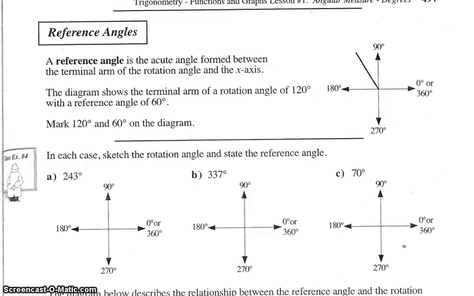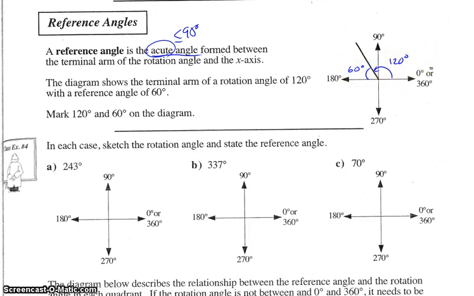Okay, reference angles are basically acute angles formed between the terminal arm and the rotation angle and the x-axis. So if you see this terminal arm drawn here of an angle in standard position, the reference angle would be this angle here, the angle between that terminal arm and the x-axis, and it has to be acute, meaning less than 90 degrees or equal to. Okay, so if this diagram shows a rotation angle of 120 degrees, our reference angle would be 180 minus 120, which would be 60 degrees. And there we go. Let's try example 4.